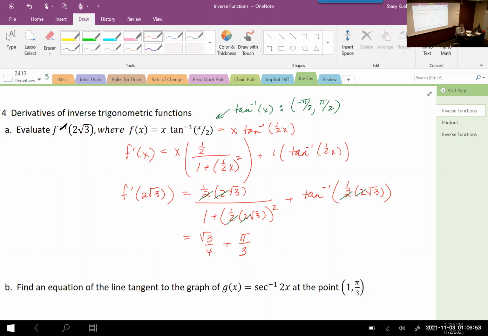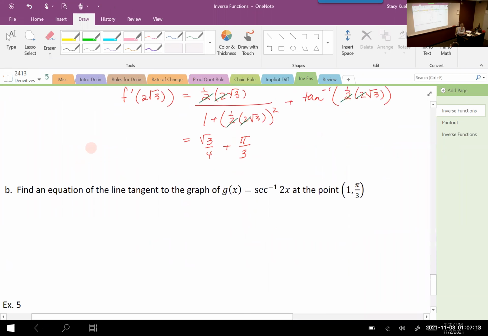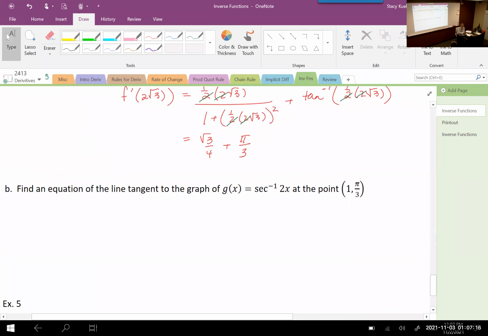Okay. The next one says, let's not find an equation, let's just find the slope. All right. In the interest of time, let's just find the slope of the line tangent to the graph, secant inverse 2x at the point 1, pi/3. Okay. So with secant, we had to be careful about the absolute value, like which one am I choosing? Well, in this particular case, this is positive, right? So we're going to use our positive value for x.